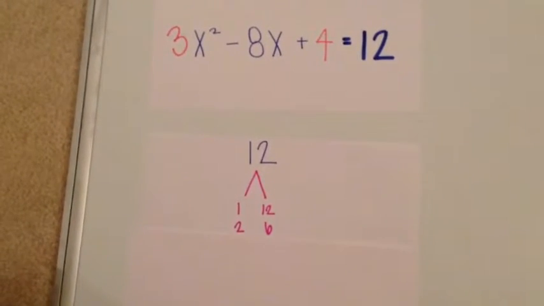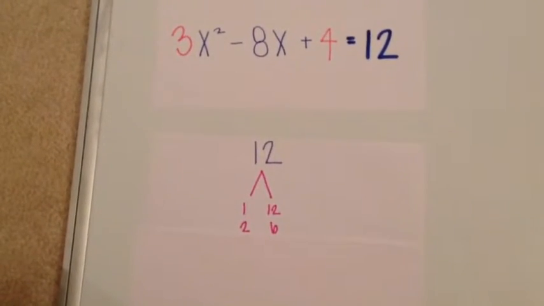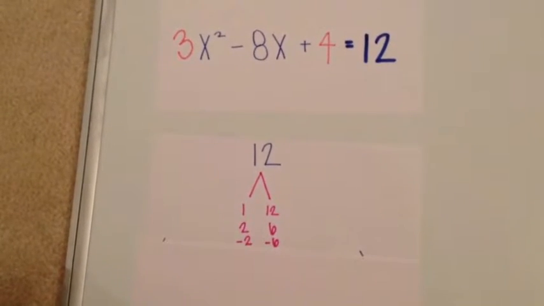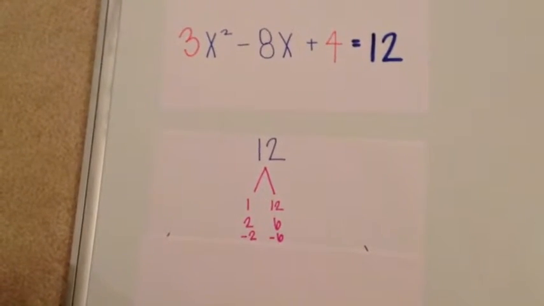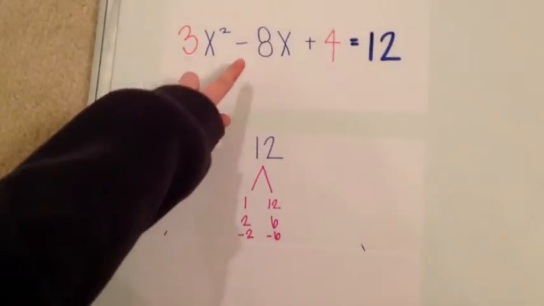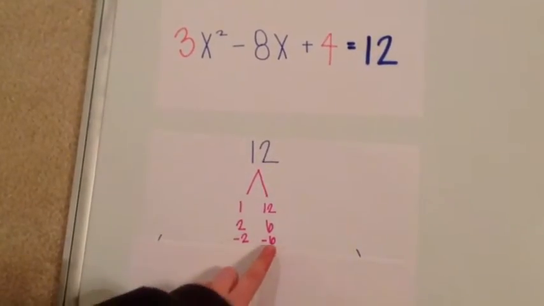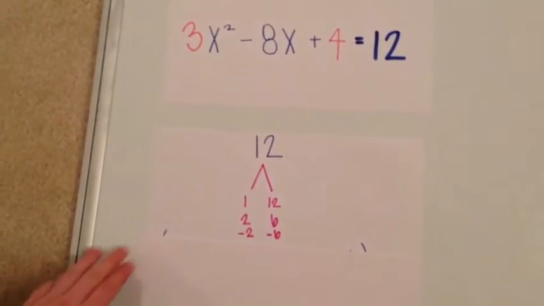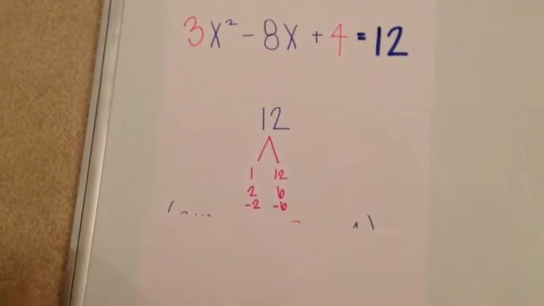And even though those equal 8, when you add them together, they do not equal negative 8. So we move on to negative 2 and negative 6. And when you add those together, they equal negative 8, and when you multiply them together, they equal positive 12. So those are the factors that we're going to be using.